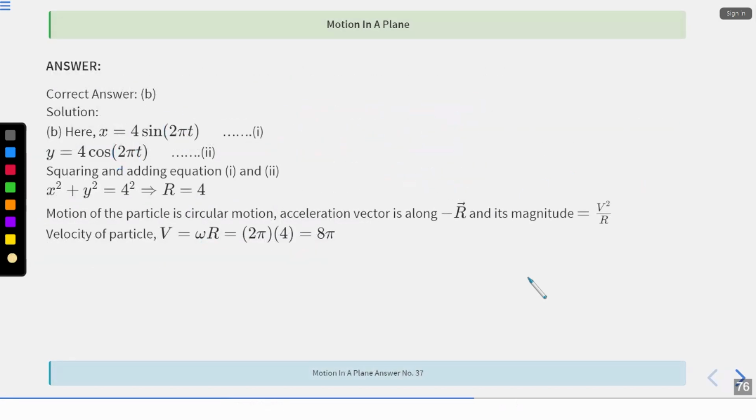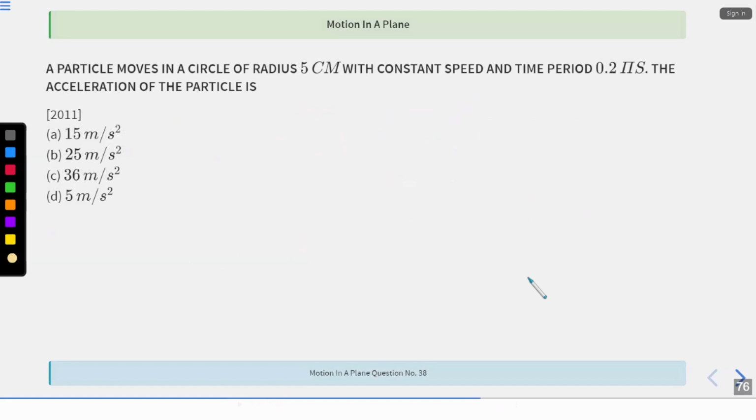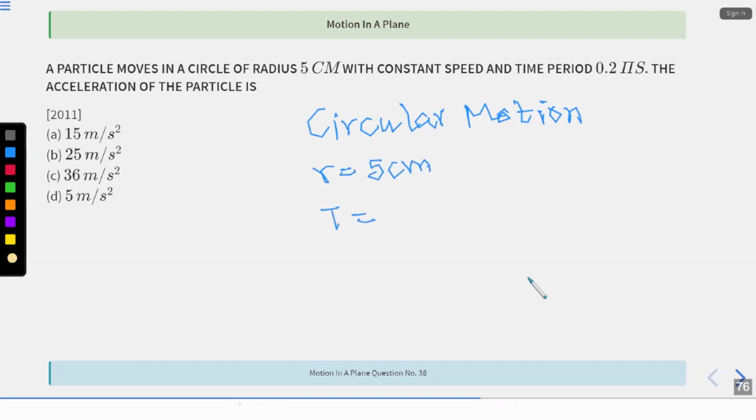Okay, let's move on to the next question. A particle moves in a circle of radius 5 centimeter with constant speed and time period is equal to 0.2 pi second. The acceleration of the particle is, what is the concept here? Circular motion. So what they have told us, they have given us the radius and that is equal to 5 centimeter. And the time period, big T, is basically 0.2 pi. And the speed is constant.